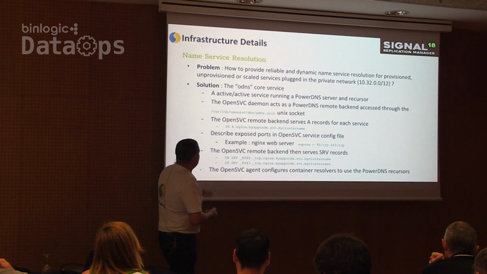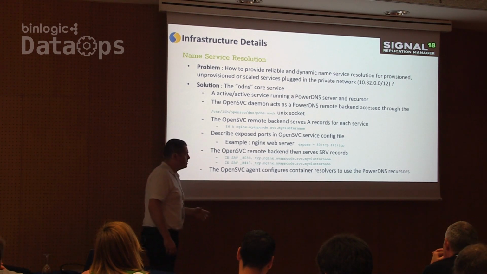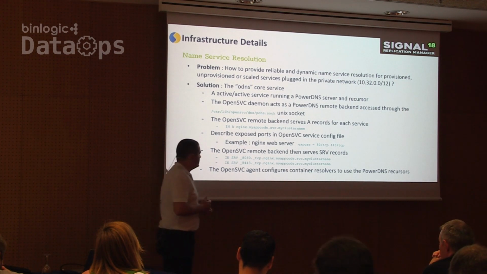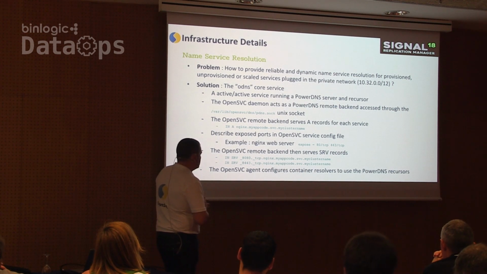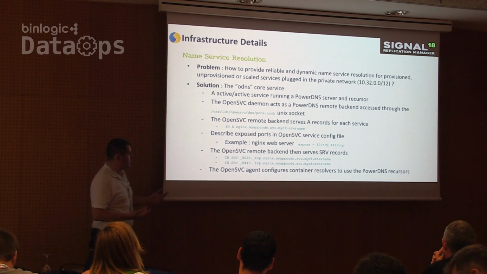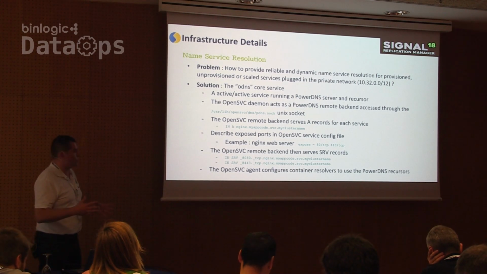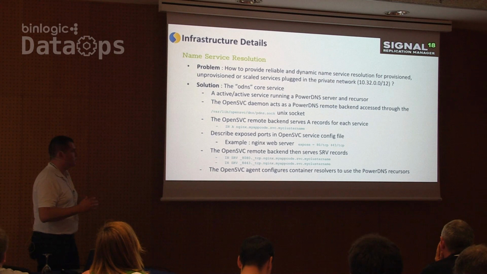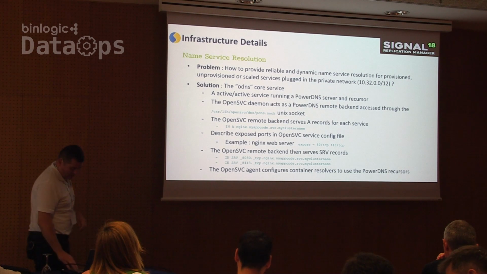Okay. A simple example: we describe in the OpenSVC service configuration file which port we are currently exposing. It allows us to fill in the DNS records accurately. And when the Docker containers are spawned, we automatically configure them to have their DNS resolution layer pointing to the cluster internal DNS servers. That's how we do for private networks.